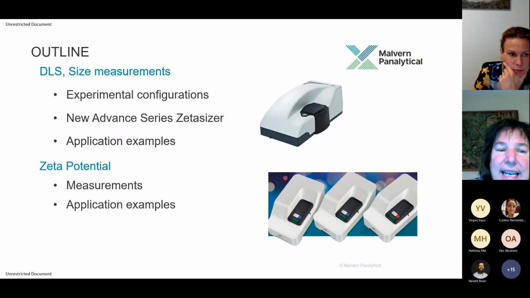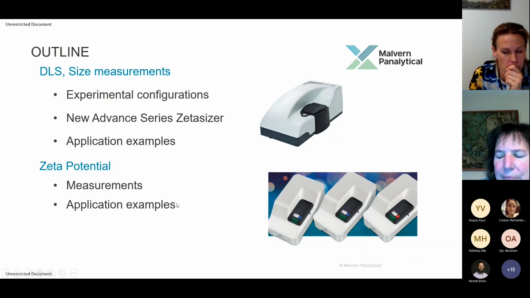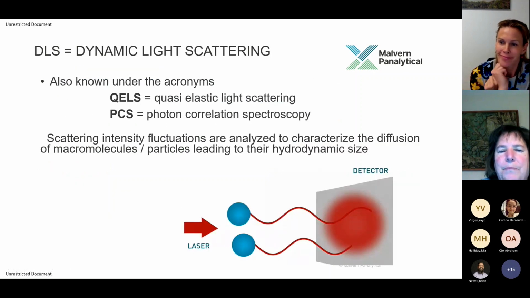So my outline today is I'm going to talk about, again, dynamic light scattering size measurements. We'll talk a little bit about experimental configurations of instruments. You have a Zetasizer Nano. There is a new version called an Advanced Series. And the Advanced Series actually consists of 6 different instruments. We'll talk a little bit about that, and I'll give you some application examples. Then we'll move on to zeta potential, a little bit about the measurements, and again, application examples.